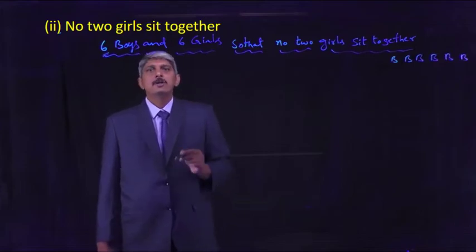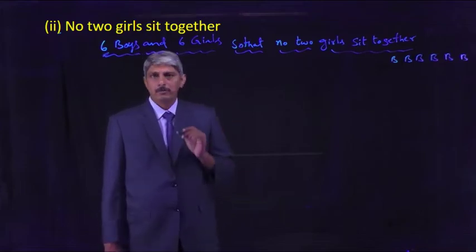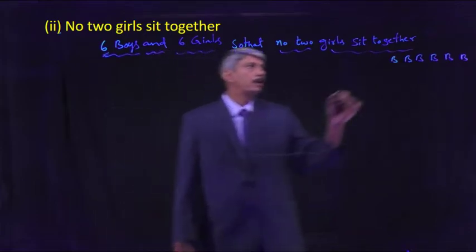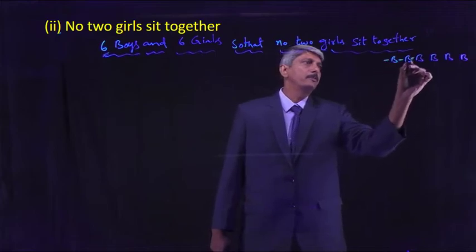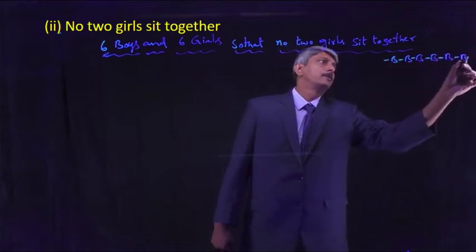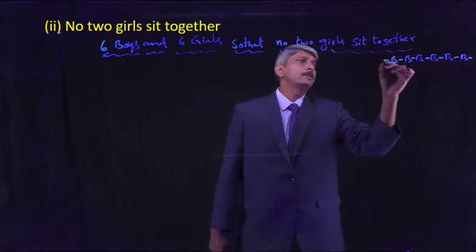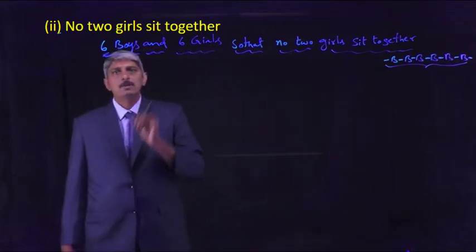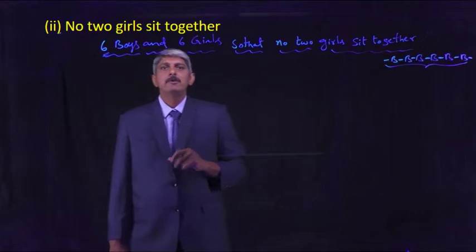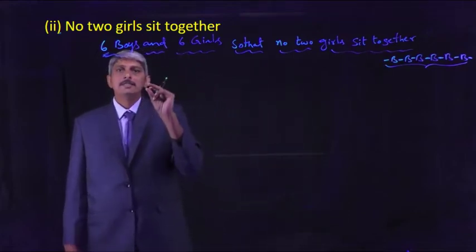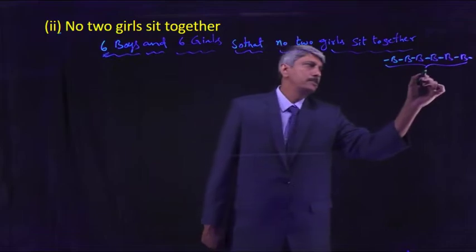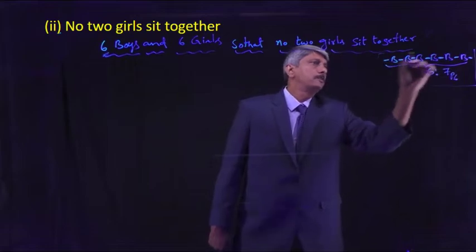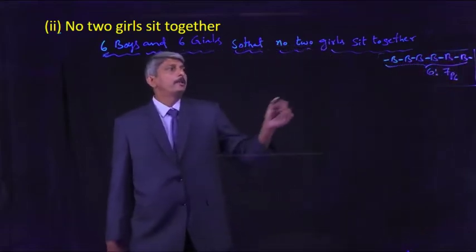First arrange 6 boys in a row in 6 factorial ways and find out the gaps between the boys, including first and last. How many gaps? There is a gap, there is a gap, there is a gap. 1, 2, 3, 4, 5, 6, 7. There are 7 gaps between the boys, including the first and last. In these 7 gaps, filled by 6 girls in 7p6 ways. The first operation is 6 factorial and the second one is 7p6. So this is the value in the linear permutations.